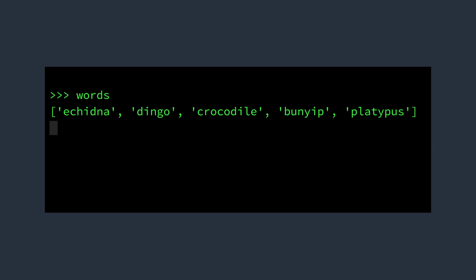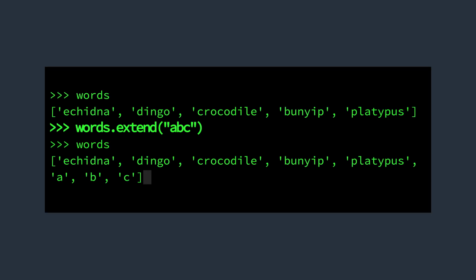The next method you tried was called extend. The first thing you tried with extend was to give it the string ABC. That did something kind of unusual. It didn't put the string ABC at the end of the list. Instead, it put the individual letters A, B, and C at the end of the list.